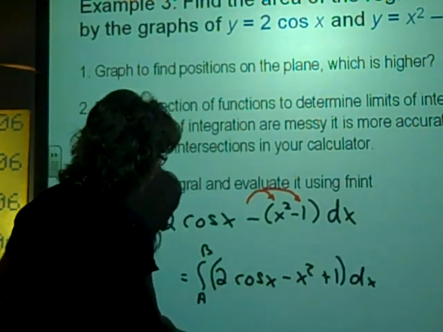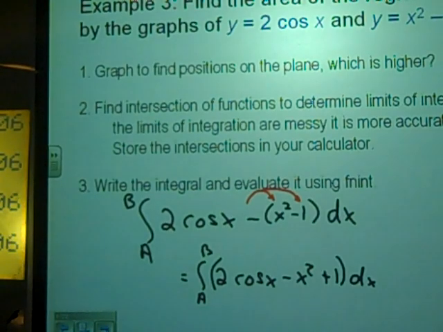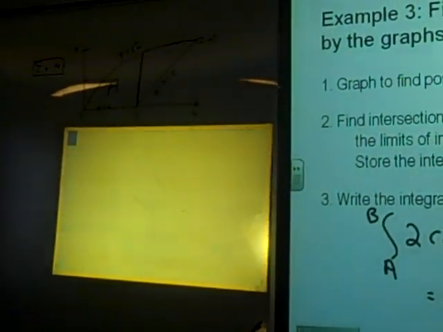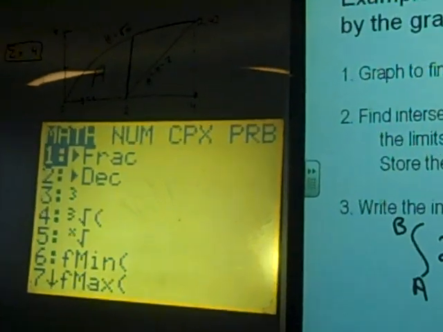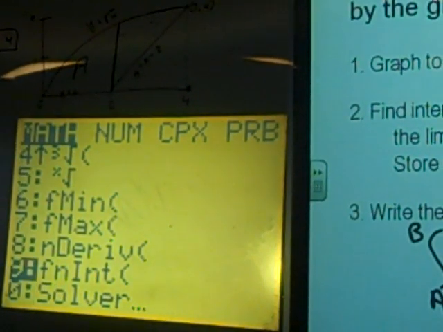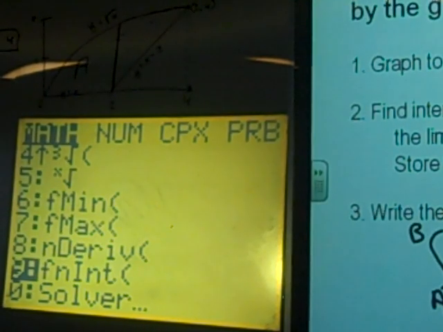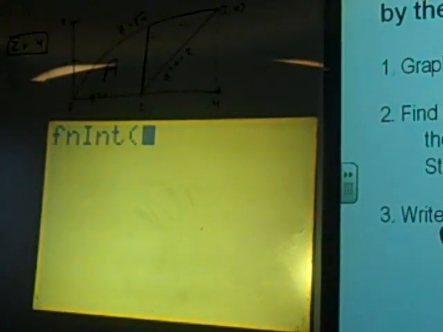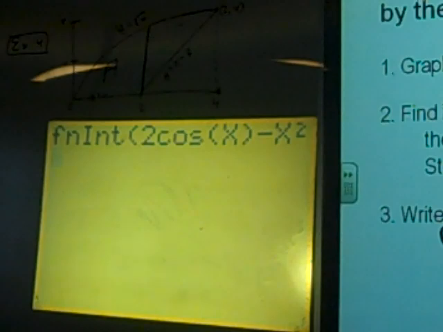And now let's just take that over here and put that right into our work screen. I went to the math key right below alpha and went down to integral. Now I'm going to plug in that function, 2 cosine of x. Make sure you get that parenthesis around there. Minus x squared plus 1. And I need to integrate that with respect to x. And now this is where you put in your limits. So I'm just going to put in a comma b.